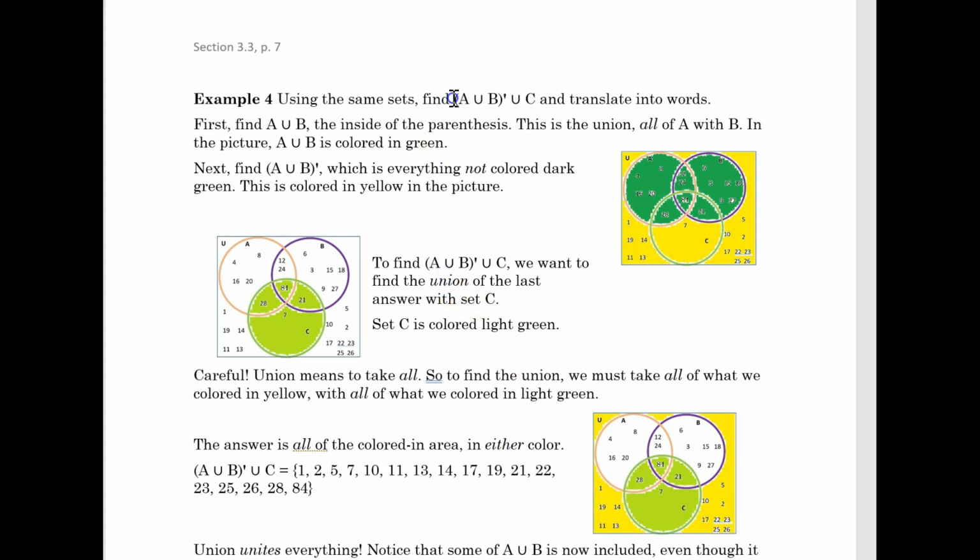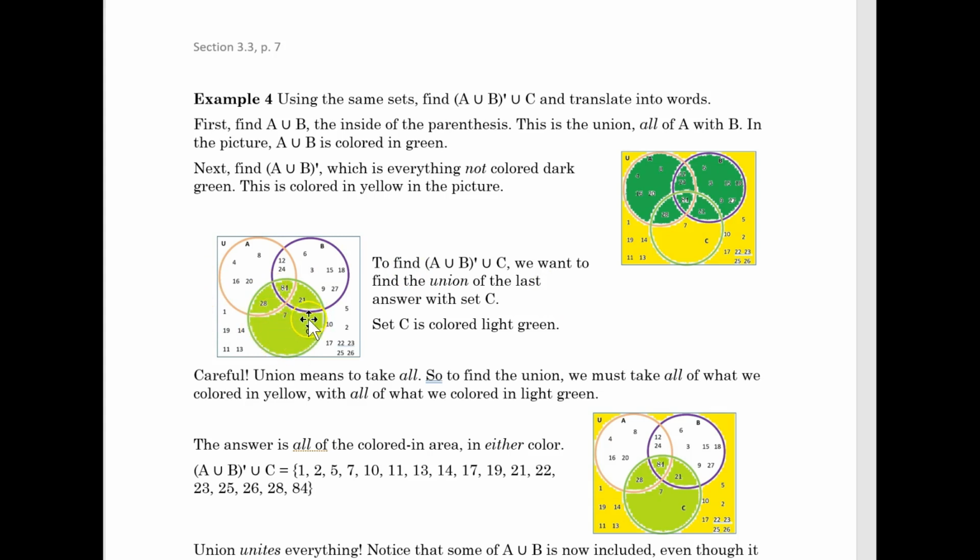So the problem we're trying to find in example 4 is A union B complement union C, and then we'll translate it into words. So we just found A union B complement. It's everything not colored in dark green. It's this yellow part. Now to find that unioned with C, we have to figure out what C is.